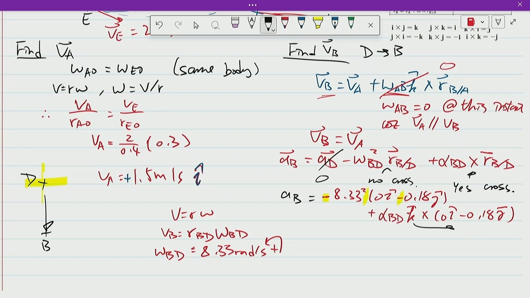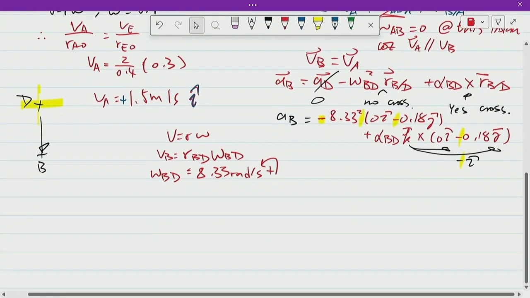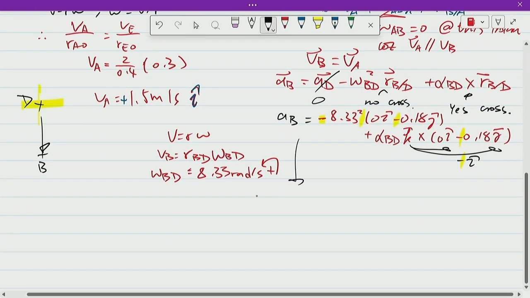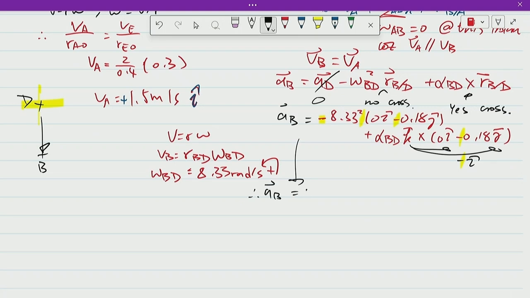This one, however, does need it. 0, there's nothing. k cross j gives us negative i. There's already a negative inside, so that turns into positive. So that gives us an AB of 12.49j plus 0.18 alpha BD i.